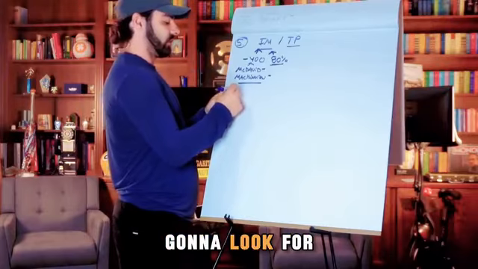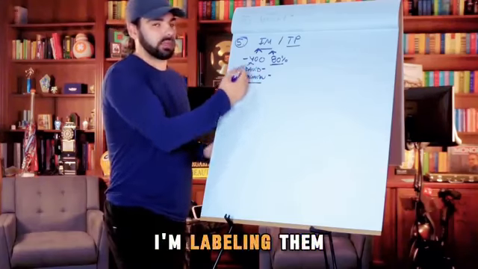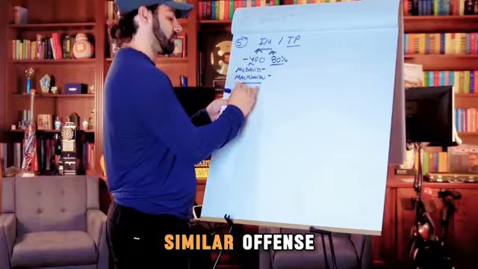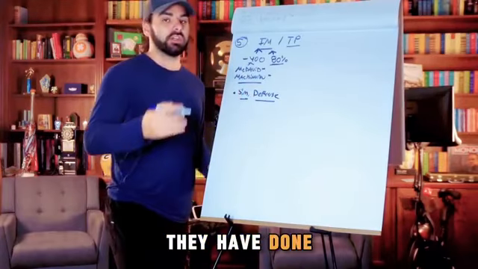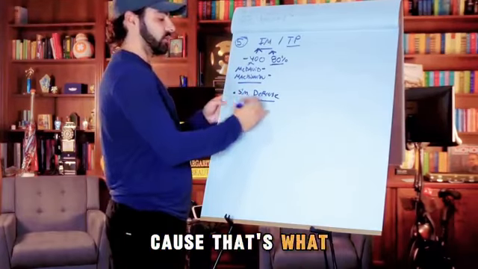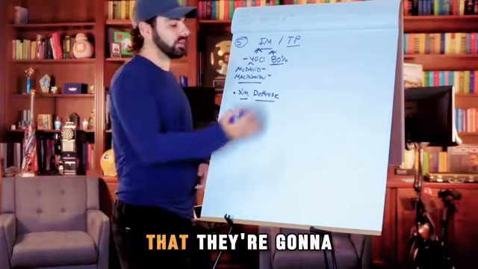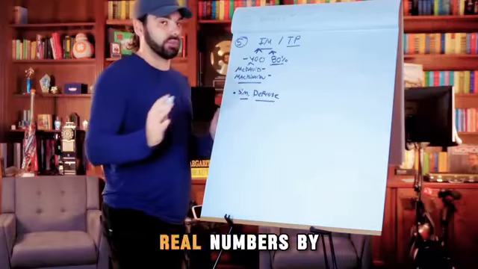So again, you're going to look for players like this, not just because I'm labeling them, they're just examples, but players like this against that similar defense, and how they have done in that scenario. Because that's what you're doing. You're pretty much simulating what they would do in the same exact scenario that they're going to be put in on that night. Now, let's say, for example, this is real numbers, by the way.